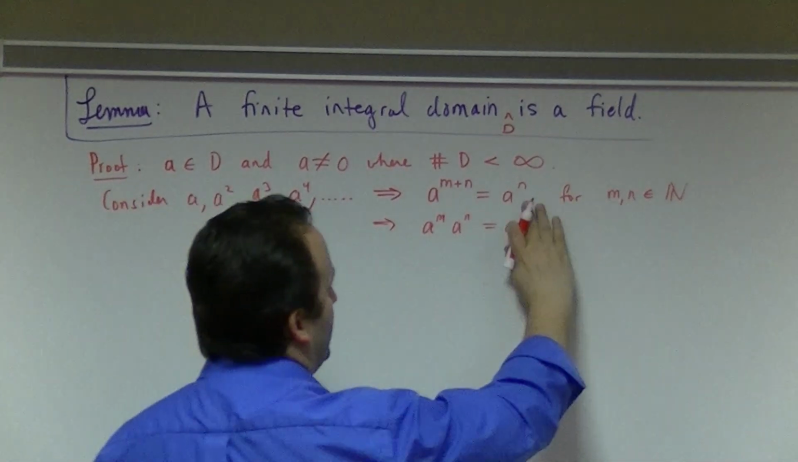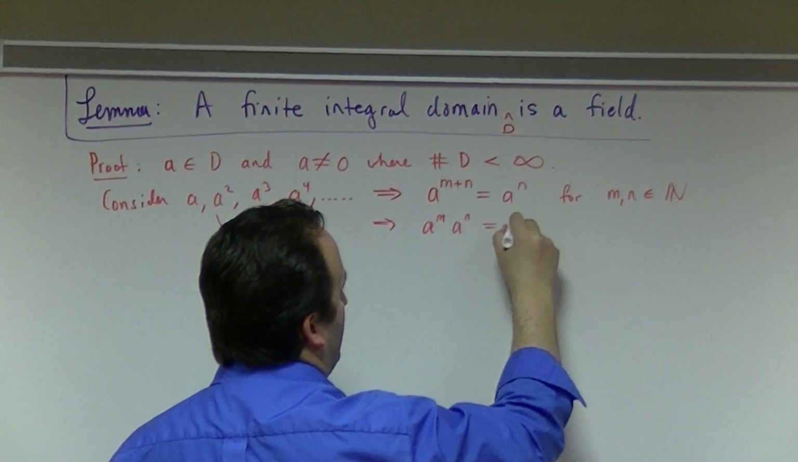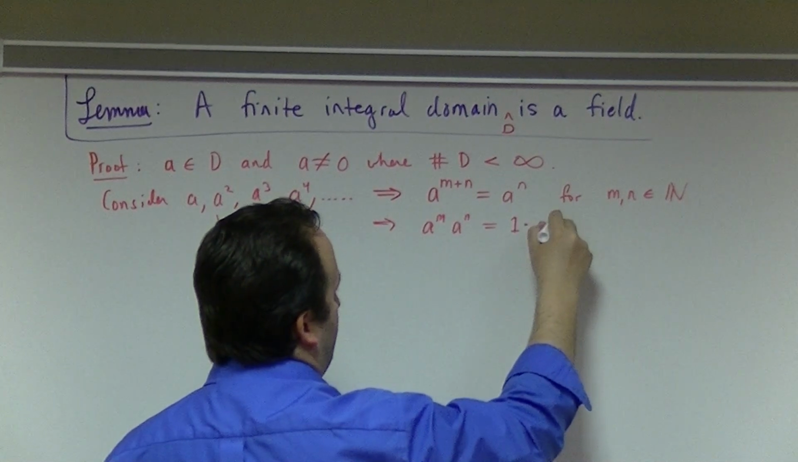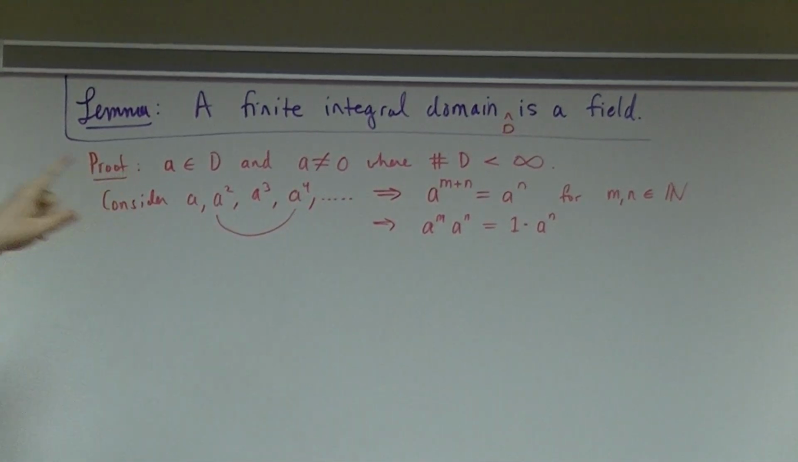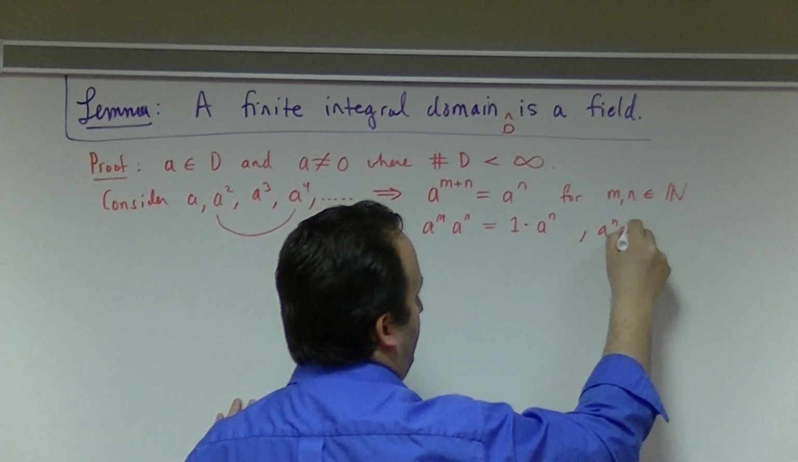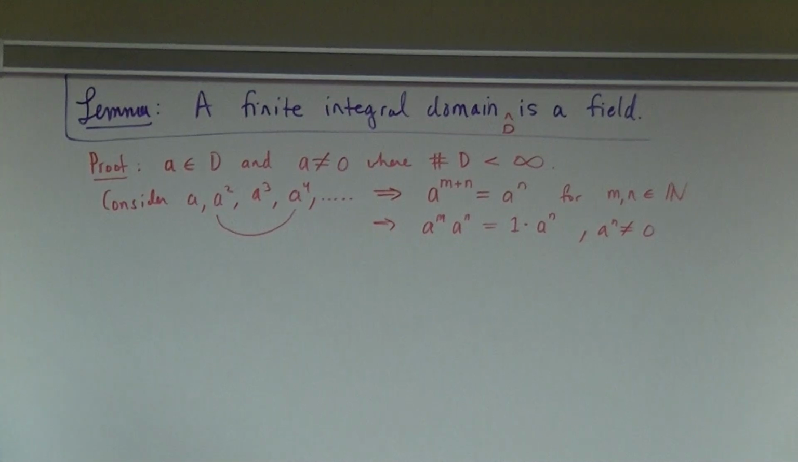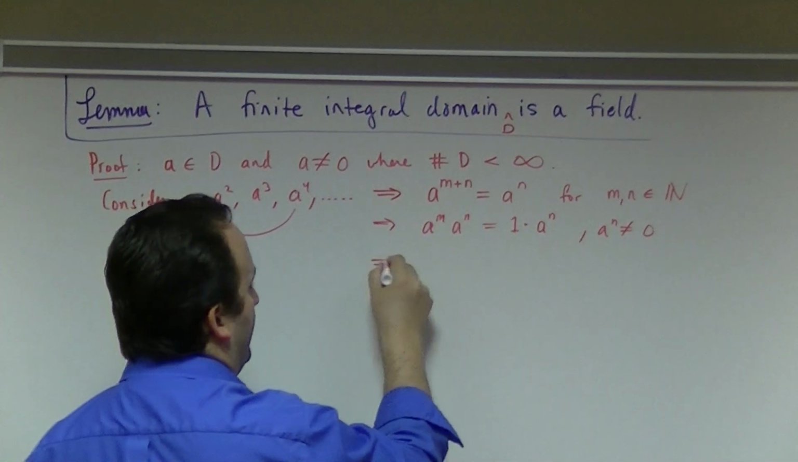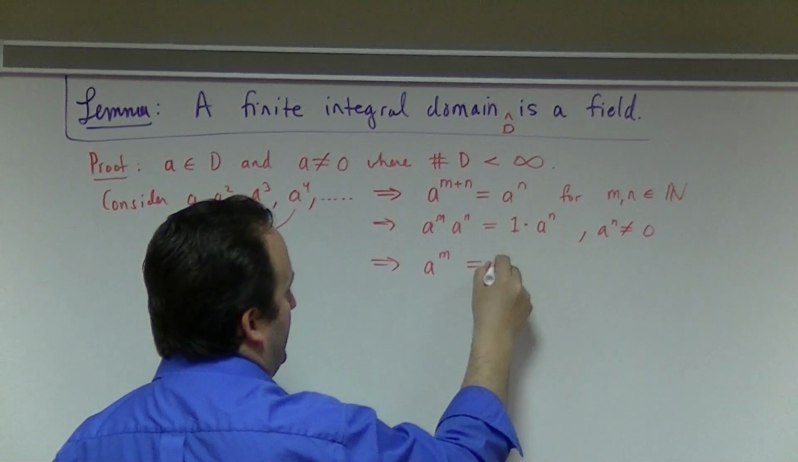And let me just rewrite this a little bit more suspiciously: 1 times a to the n. But we are in an integral domain, which means we have the cancellation property. So I can cancel, and do we know that a to the n is not equal to 0? Yes, because a is not 0. It's easy to show if a to the n were 0, that would give you a zero divisor with respect to a. If there are no zero divisors, it's an integral domain. Hence a to the m is equal to 1.